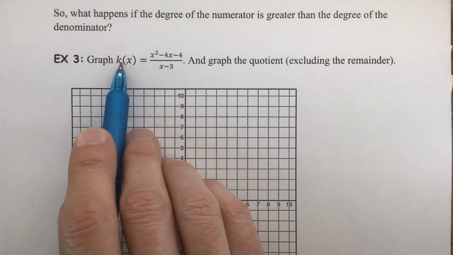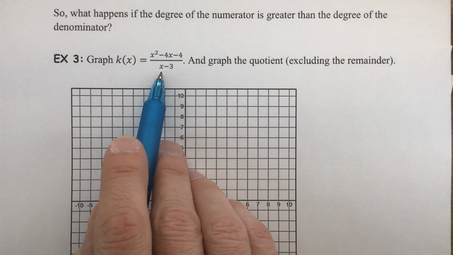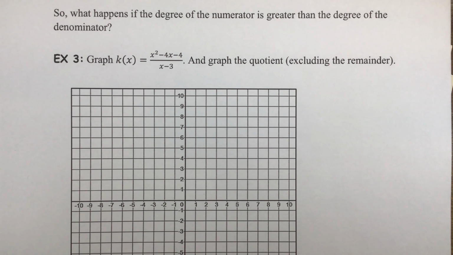So you're going to notice in k of x that the degree of the numerator is a 2, the degree of the denominator is a 1. We have a difference of 1 degree. Now if the numerator has a degree that's much higher than the degree of the denominator, those will be cases that we don't look at. So this is one particular scenario that we're going to consider.